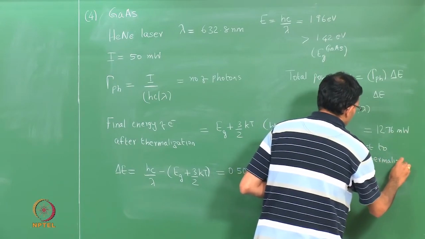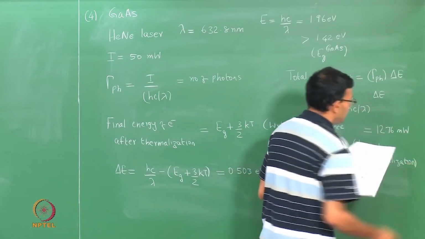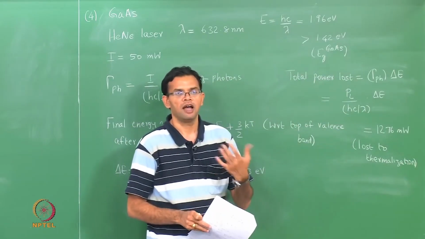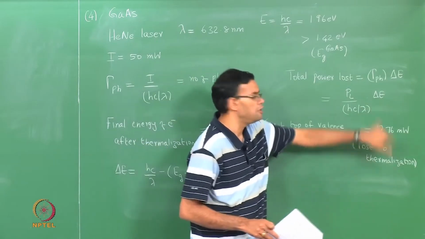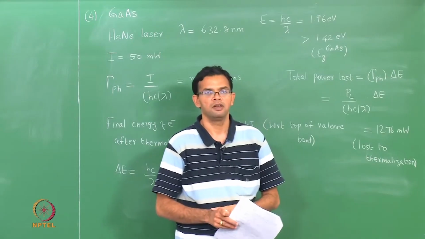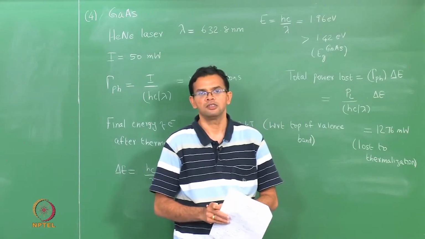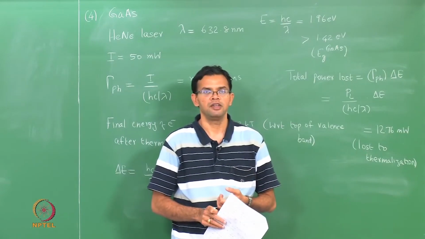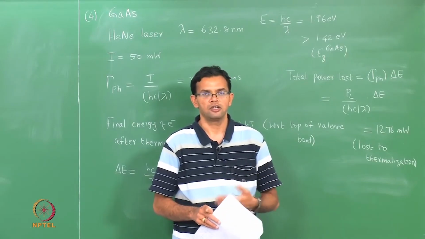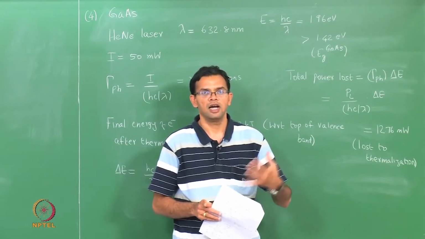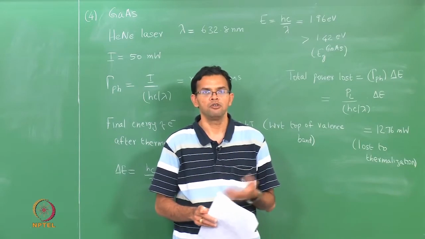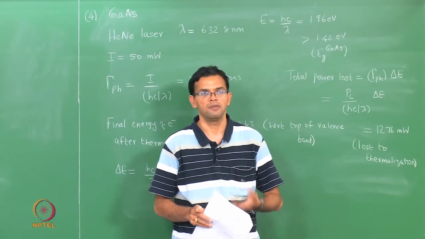If you increase the energy of the incident light, so instead of helium neon with 1.96 electron volts, if you have a higher energy light, the value of delta E will be higher, which means more amount of power will essentially be lost to thermalization. So, this is important when we decide what kind of incident radiation we want in order to generate your electron hole pairs. If there is a large mismatch between the incident energy and the band gap of the material, most of the heat will essentially be lost as thermalization.